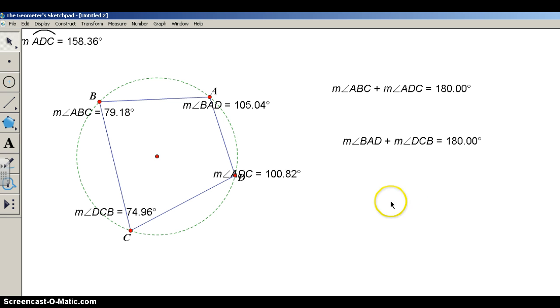They're supplementary. Opposite angles of an inscribed quadrilateral are supplementary. That's very important. Write that down. The opposite angles of an inscribed quadrilateral are supplementary. Now, it's your job to tell me why that is, and I'll leave you with that.